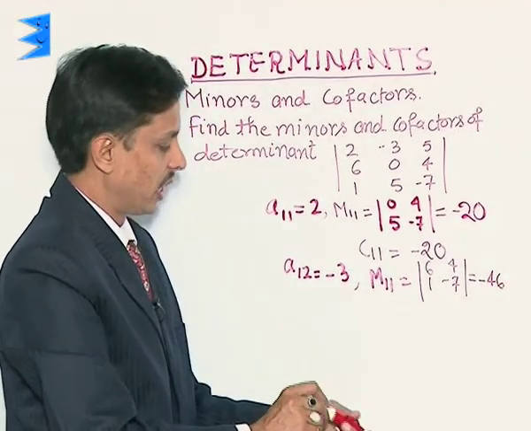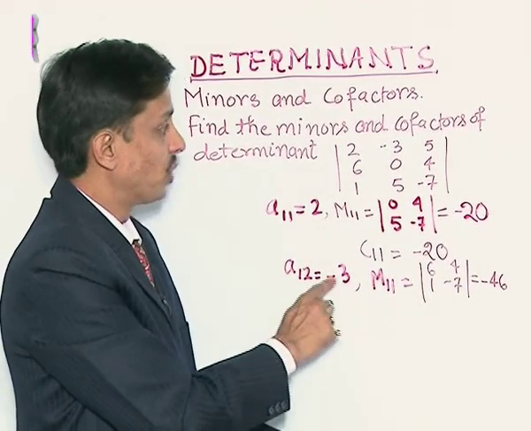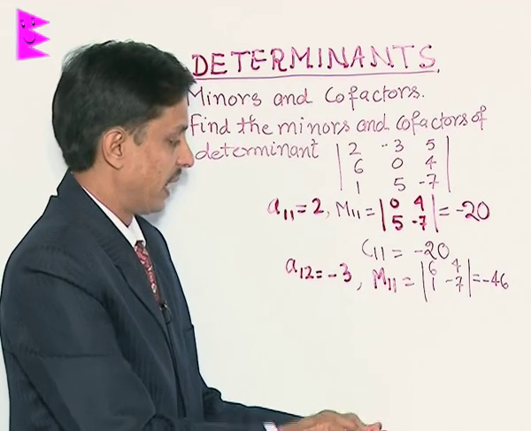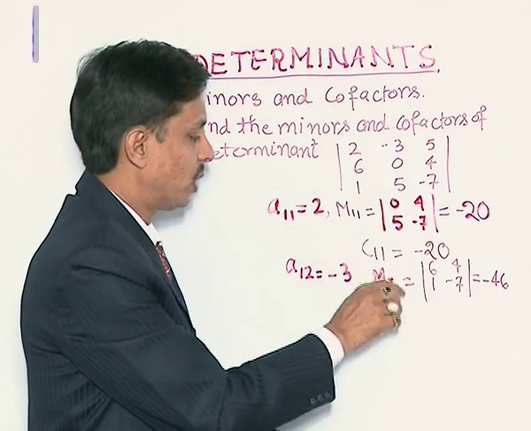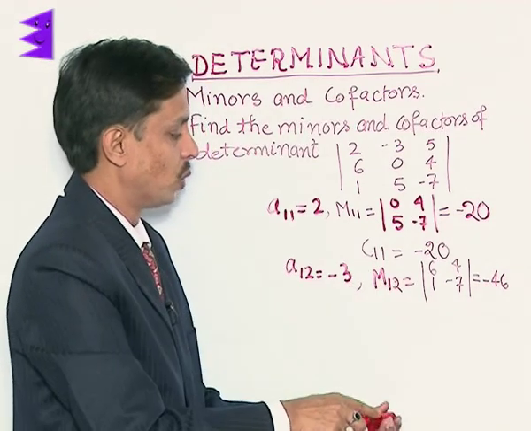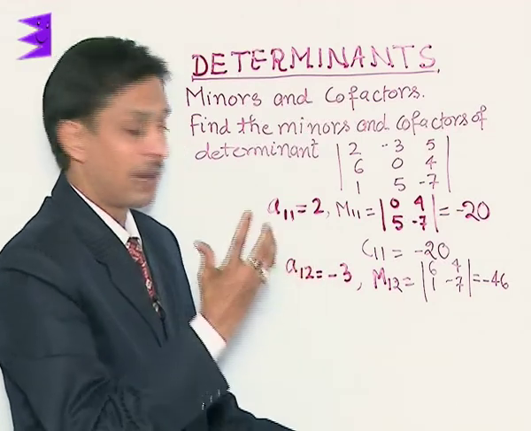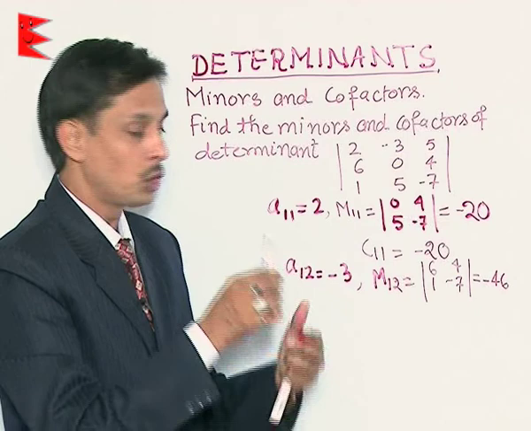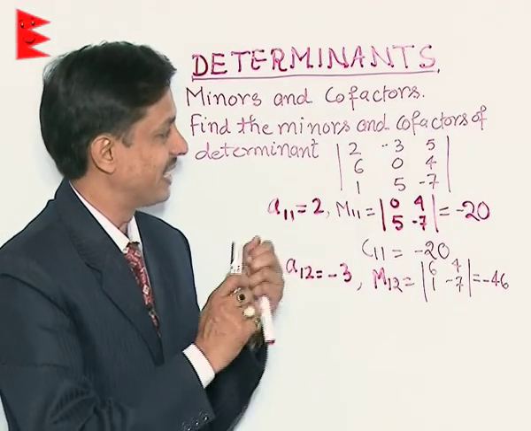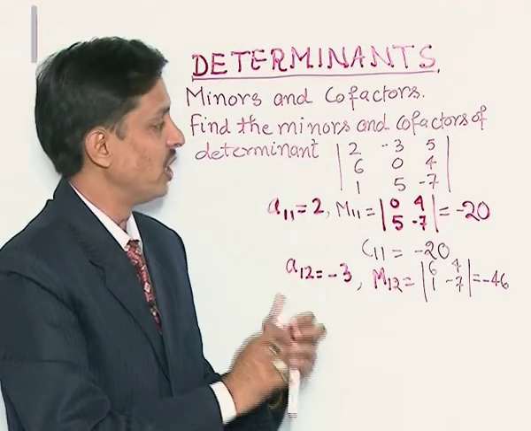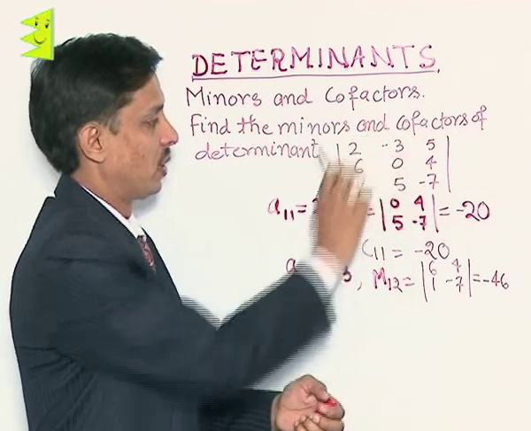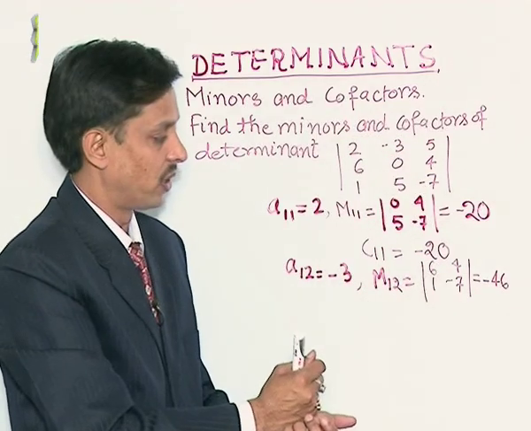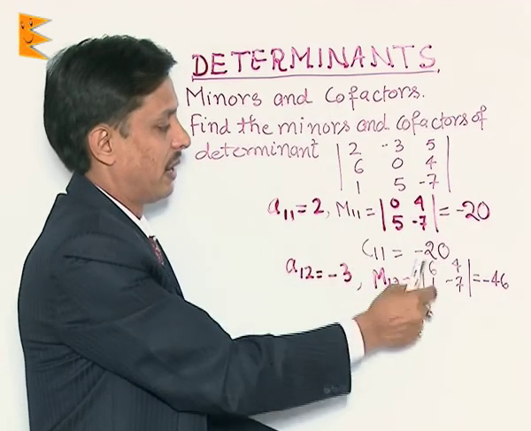So the element is -3, and its minor is given by M12. To obtain the minor of any element, the rule is very simple: in whichever column and row that element stands, we need to hide that column and that row. The remaining elements need to be taken in a determinant of order 2 by 2, that is 6, 4, 1, -7.